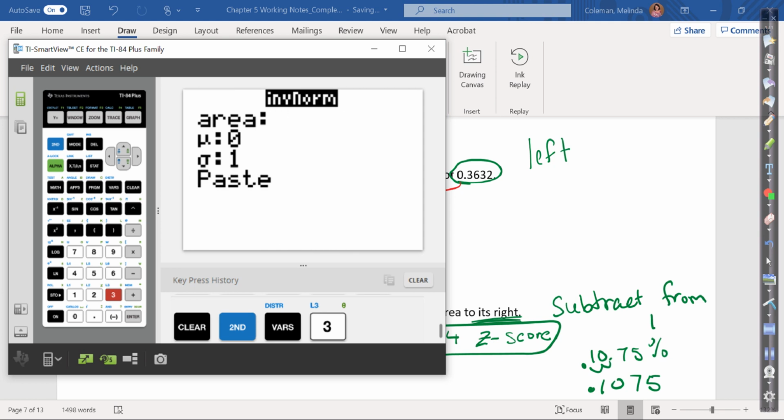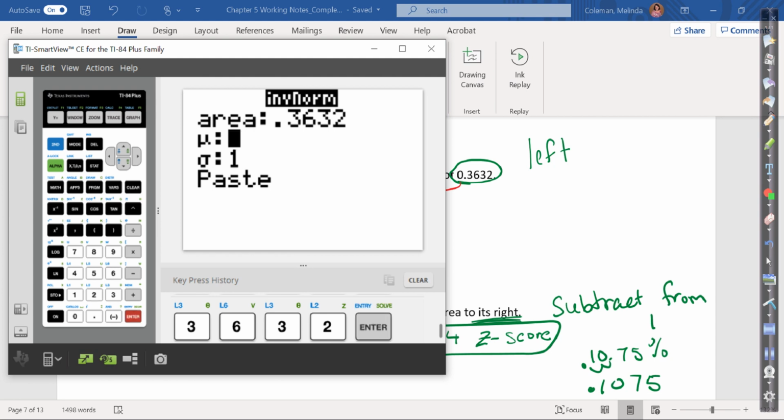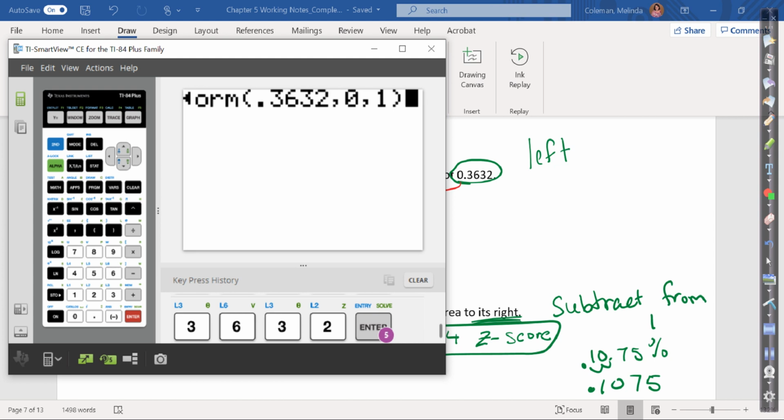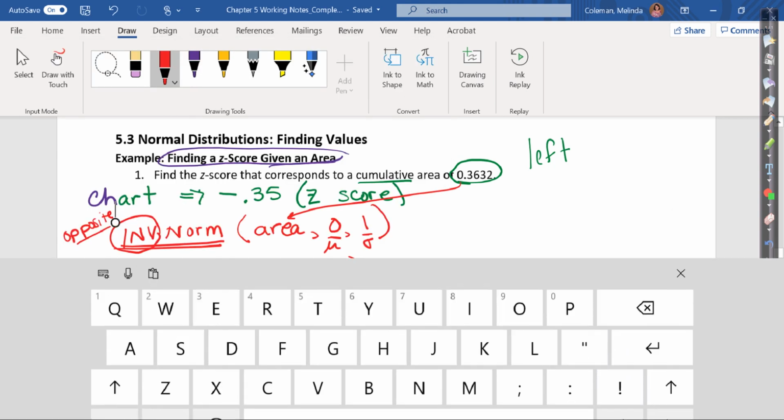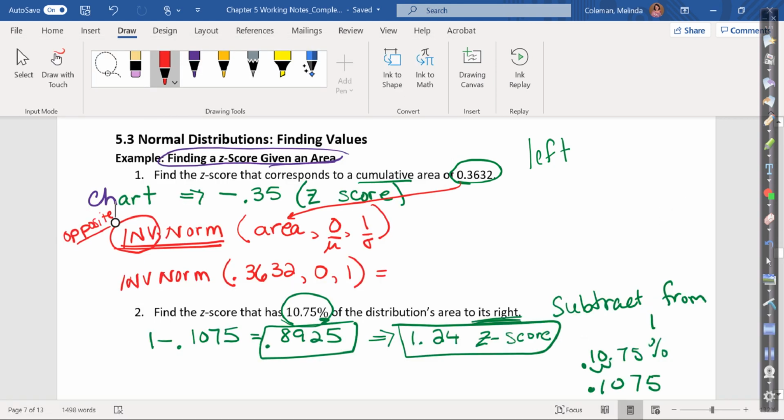Depending on how your calculator is, the area that we're looking for in this first case was 0.3632. 0 and 1 are automatically in there for you. Hit paste. Hit enter again. And my answer is 0.349918. So on the calculator here we get negative 0.349918.